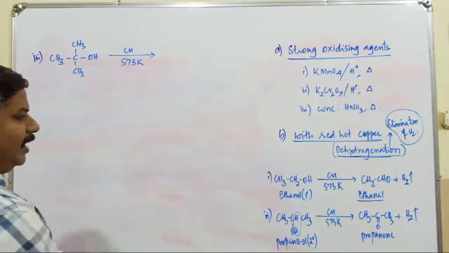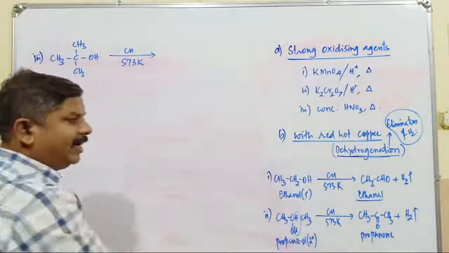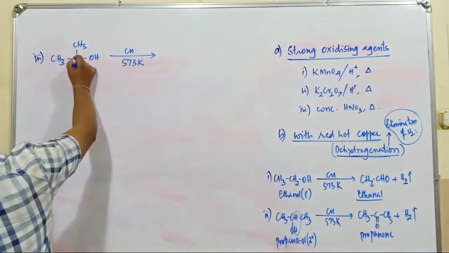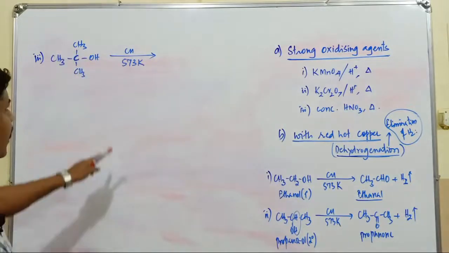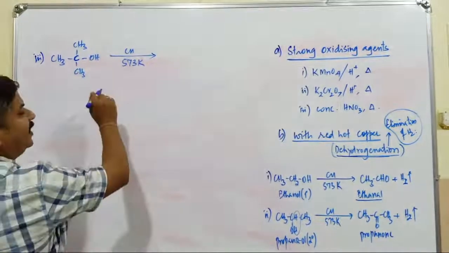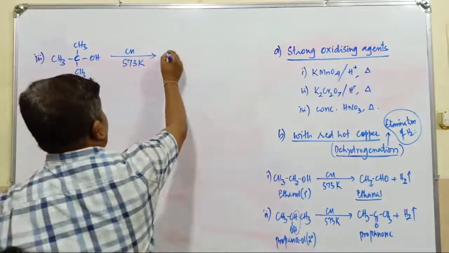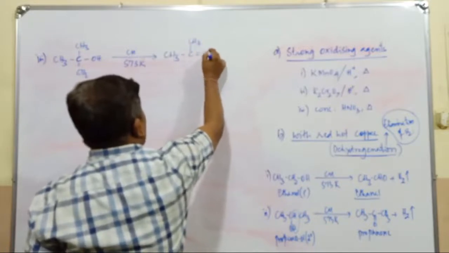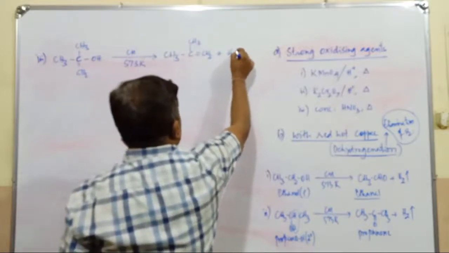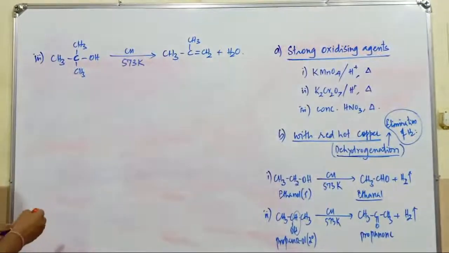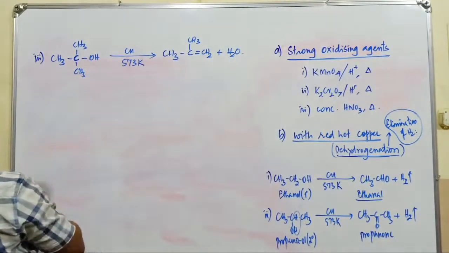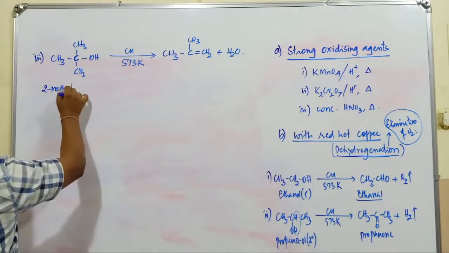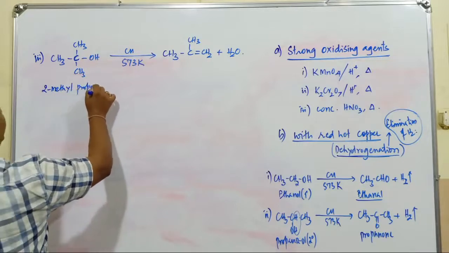Here, in case of primary and secondary alcohols, dehydrogenation takes place. But in case of tertiary alcohol, as this carbon atom does not contain a hydrogen atom, dehydrogenation does not take place. Here, dehydration takes place. What is the product of dehydration of this alcohol? It is an alkene compound, plus H2O. In case of tertiary alcohol, what compound is this? It is 2-methylpropan-2-ol.